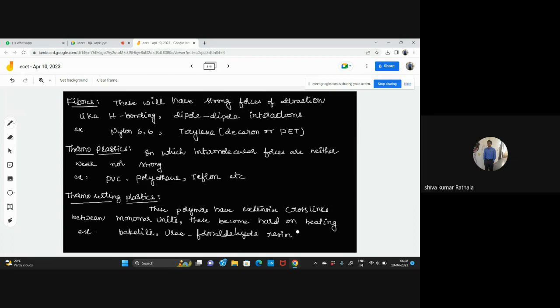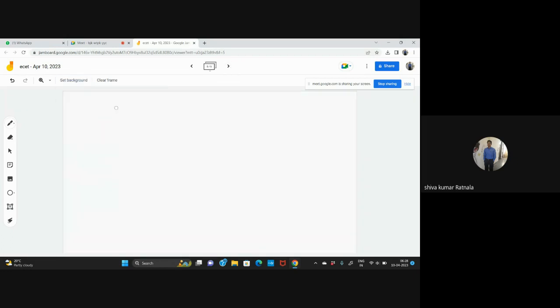Generally, the order of these polymers by forces of attraction between the molecules is: first thermosetting plastics, then fibers, then thermoplastics, and lastly elastomers.